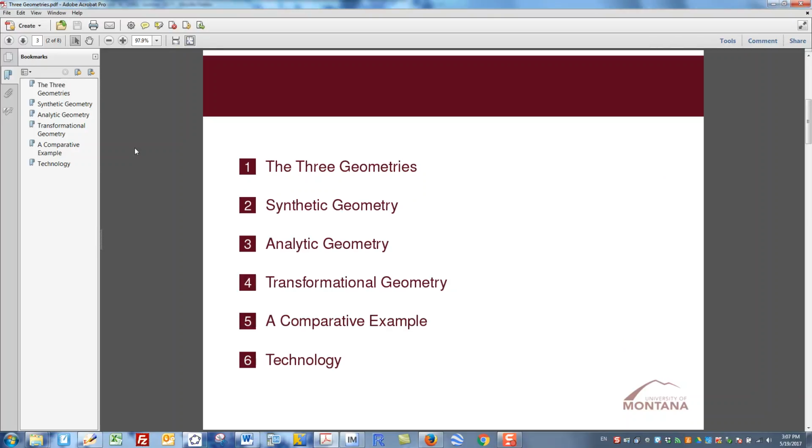All right, so I want to talk to you about the three geometries and briefly define them: synthetic, analytic, and transformation. And then I want to spend most of my time just on a comparative example of a simple one. And your content homework for the week will be to do something similar to the comparative example. And then I do also want to say a word about technology, since I'll be using GeoGebra pretty extensively in the course, and talk about how GeoGebra makes accessible each of these three different types of geometries.